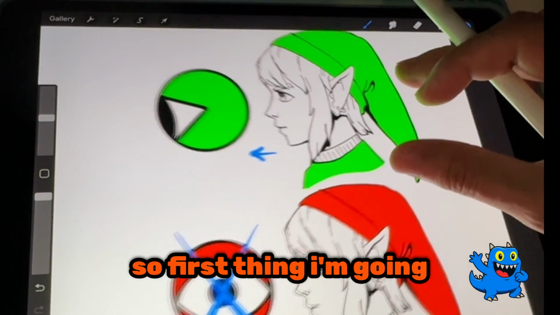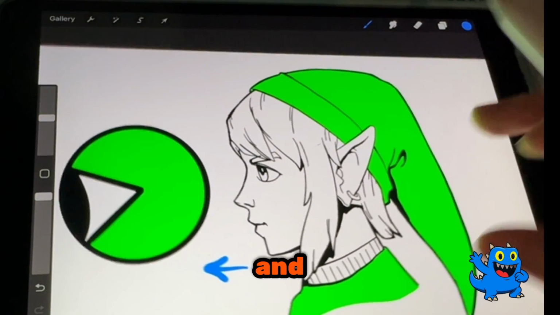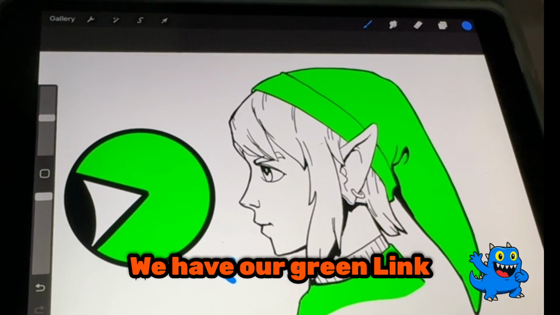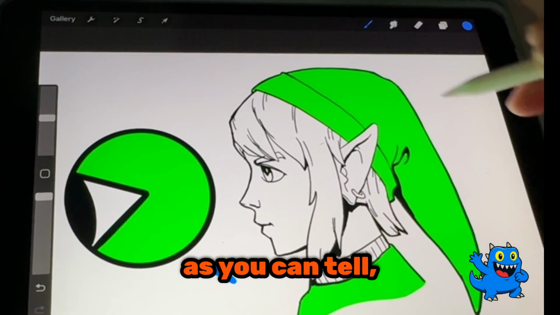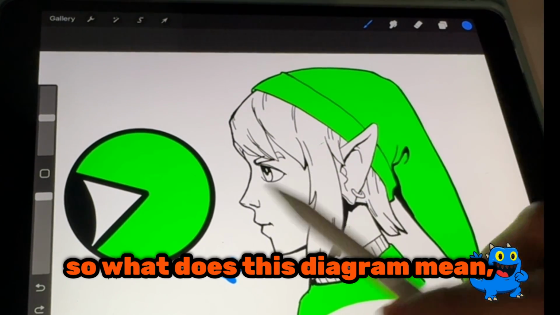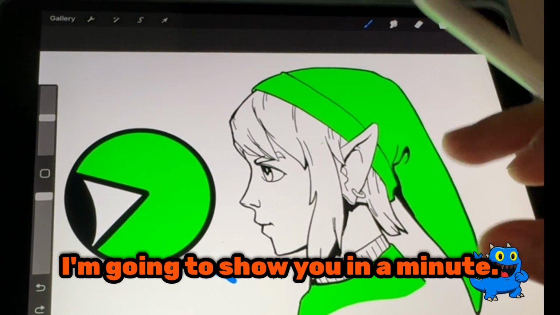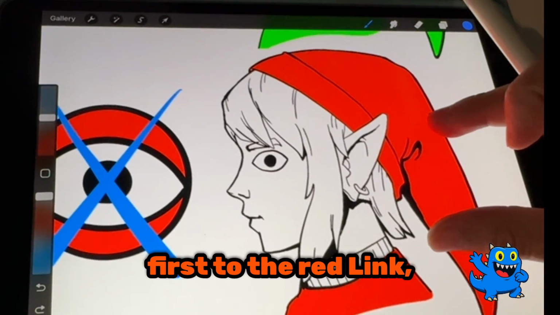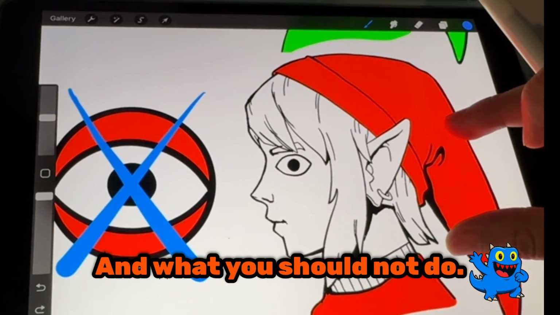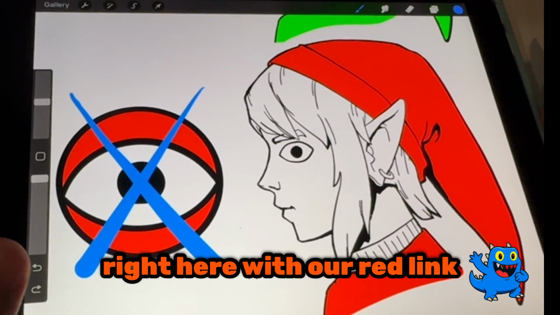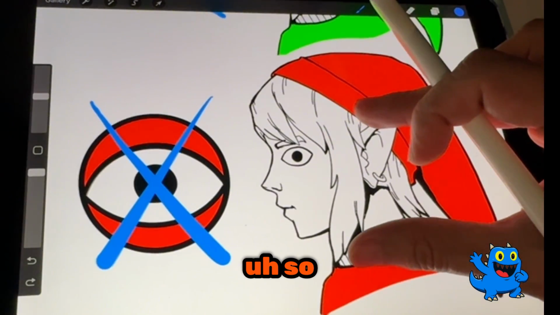So first thing I'm going to do is show you this, and this is Link. Link looks completely normal. We have our green Link right here with a hat, as you can tell, right? He's got his fun little green hat. Okay, so what does this diagram mean, right? I'm going to show you in a minute. It's going to make sense. We're going to go down here first to the red Link, right? And what you should not do. So right here with our red Link, basically.